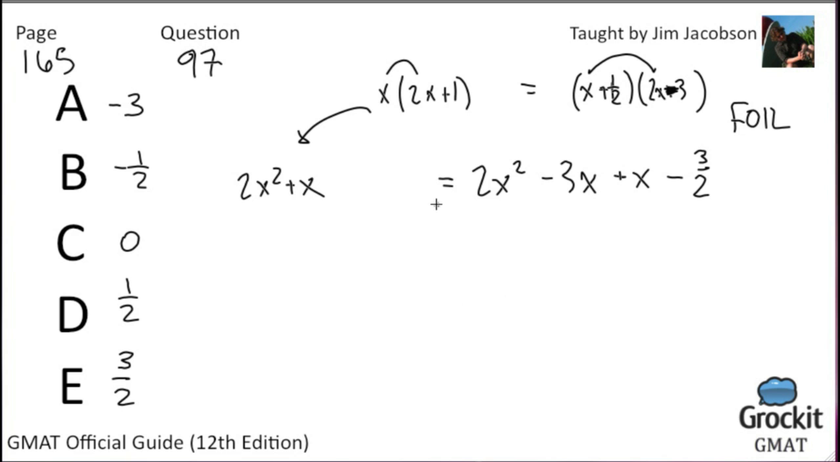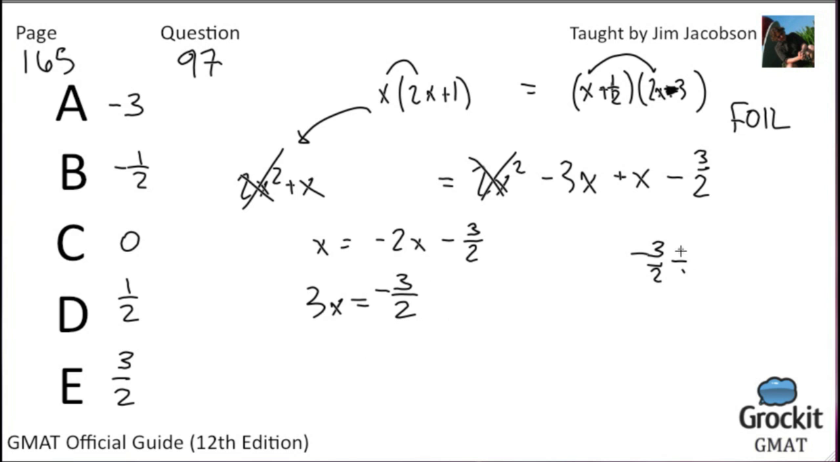So as originally promised, we're going to ditch these 2x squareds first, just subtract them right away. We're left with x equals minus 2x, because minus 3x plus 1x is minus 2x, minus 3/2. And let's just add 2x to both sides. Then we end up with 3x on the left-hand side. 3x equals negative 3/2. So we divide negative 3/2 by 3. It's the same thing as multiplying times 1/3. So negative 3/2 times 1/3, not 1/2. These two 3's cancel each other out. x equals negative 1/2. Choice B.